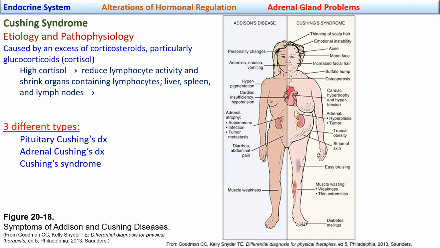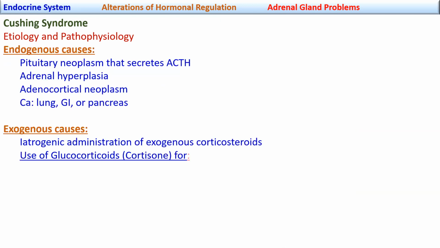And we have three different types of Cushing: either it's a pituitary disease, adrenal, or what is called the Cushing syndrome. And the Cushing syndrome is the most common among the three types. So the etiology and pathophysiology of the Cushing syndrome: why patients develop this, which leads to increased cortisol or glucocorticoid level. It's either endogenous or exogenous.